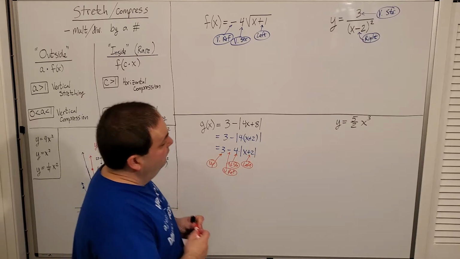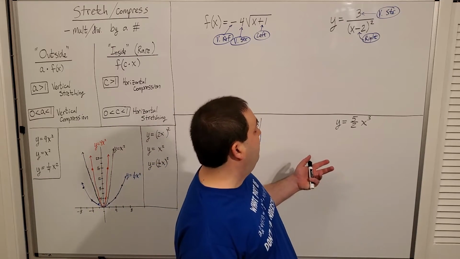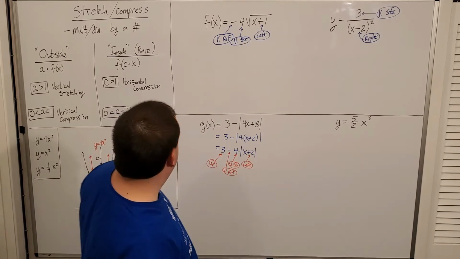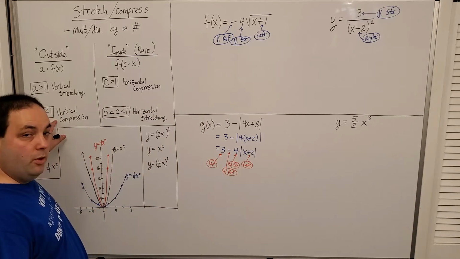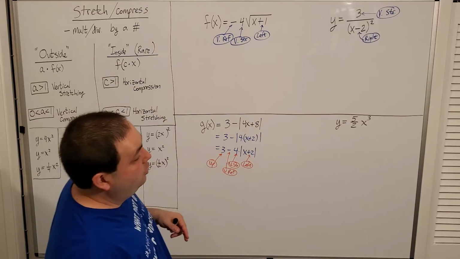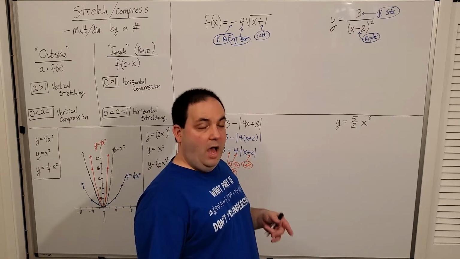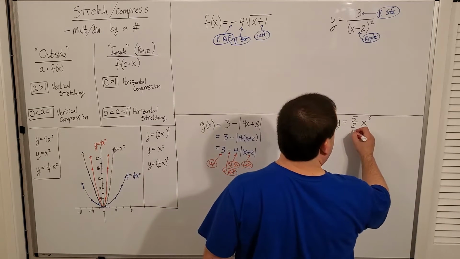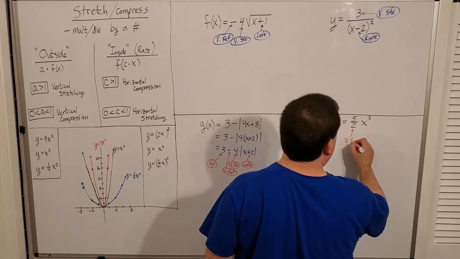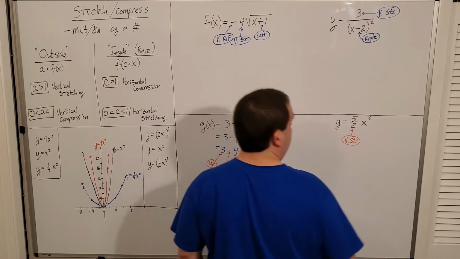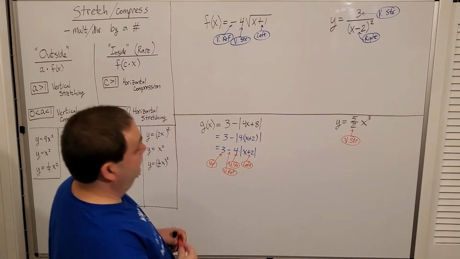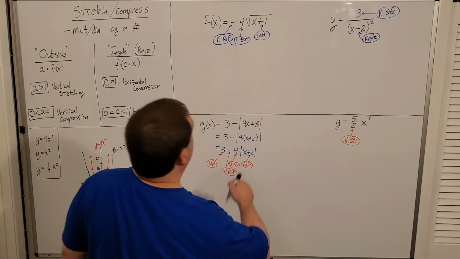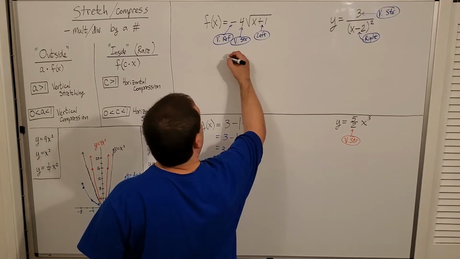And then lastly, over here, I just wanted to point out that just because something is a fraction does not mean it will necessarily fall into the category of the compression over here. 5 over 2, if you divide it out, is 2.5, which is bigger than 1. So this is actually also a vertical stretch of that function. Okay? Now over here, let's graph this guy out.